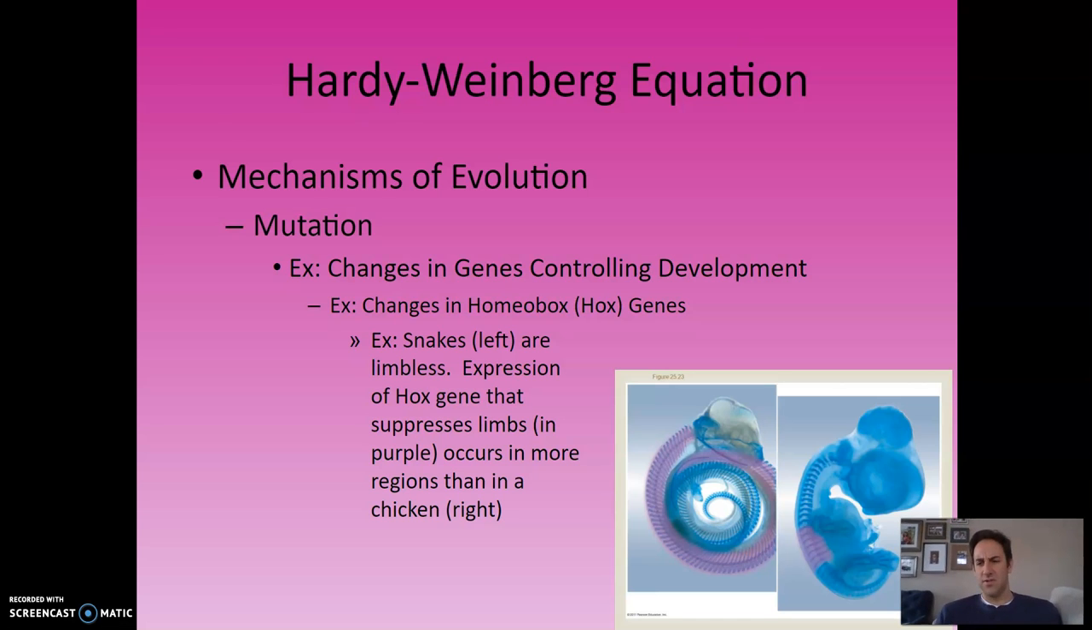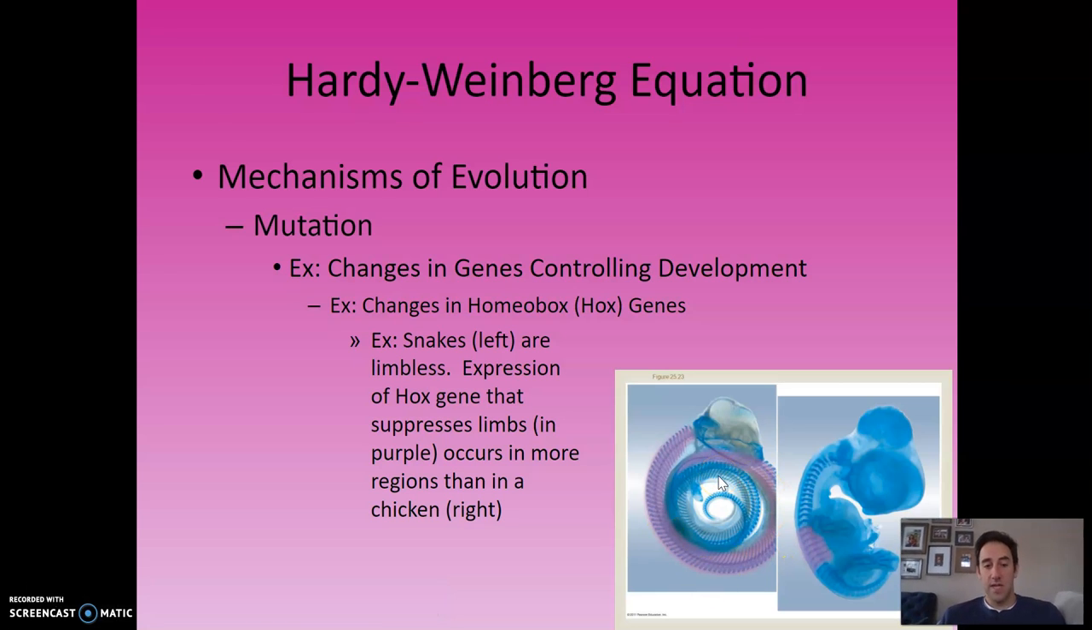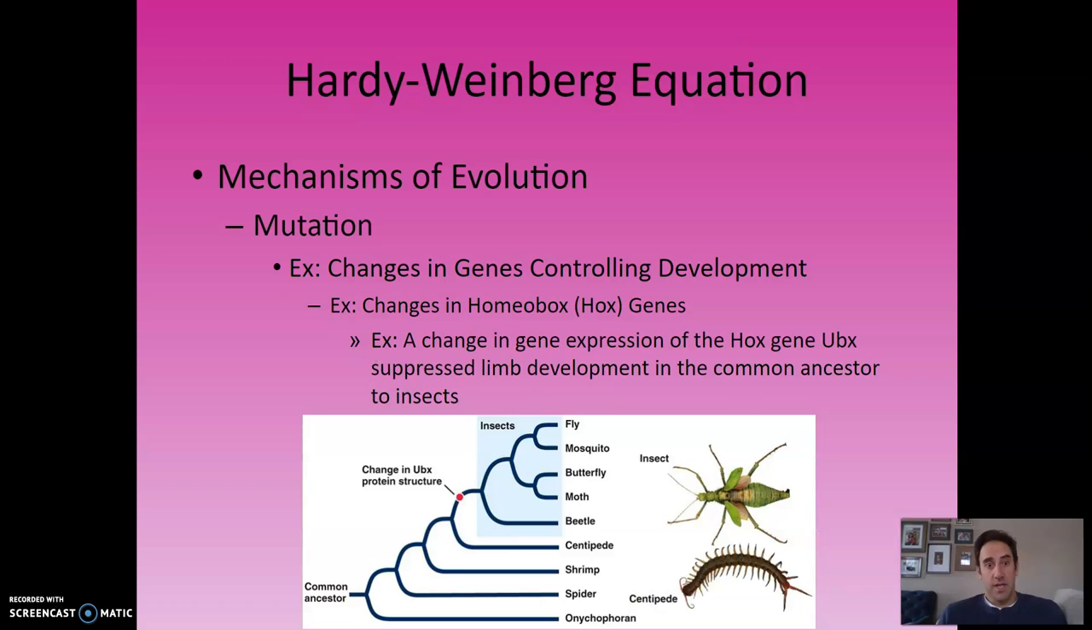We had fruit flies with extra legs or missing eyes or strange things like that. Here's an example of this. Snakes. So snakes are limbless. They have no arms and legs. And it turns out that in a chicken, this is a chicken embryo here, in purple, this is the area where a particular HOX gene suppresses limb development. So it's basically saying, grow limb here in blue, grow limb here in blue, but don't grow any limbs here in purple. Well, in a snake, those HOX genes are active over a much larger area and basically suppress limb development along its entire length. And so that little mutation there is why snakes have no arms and legs.